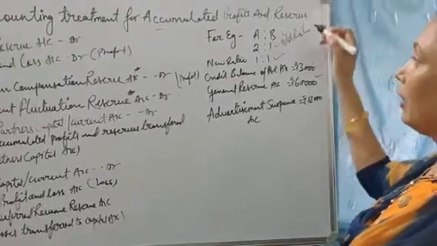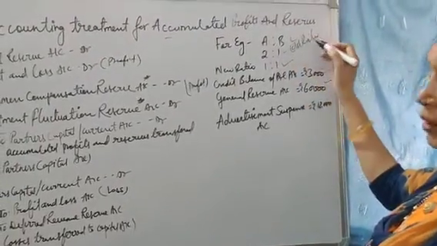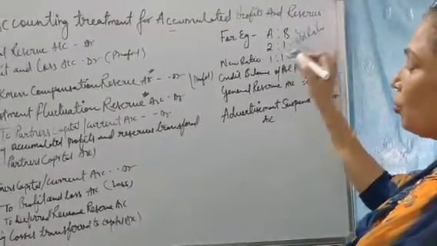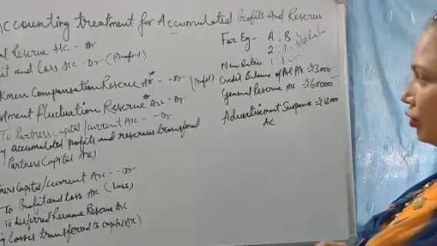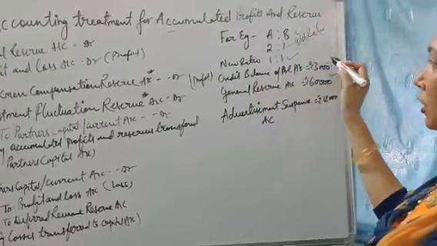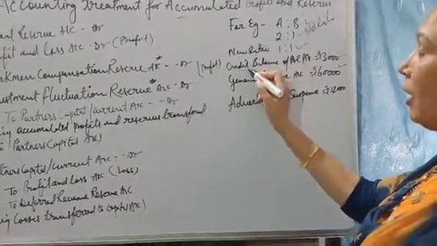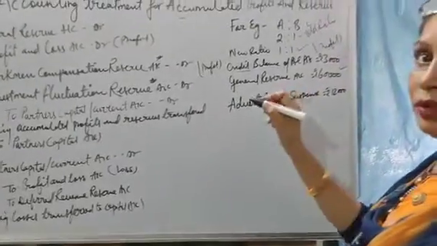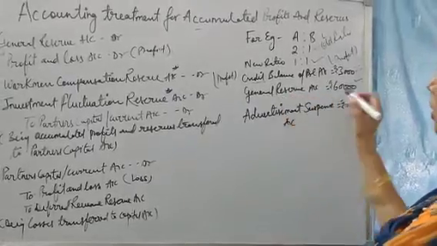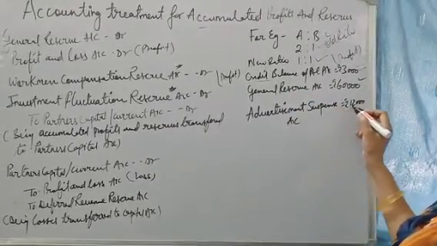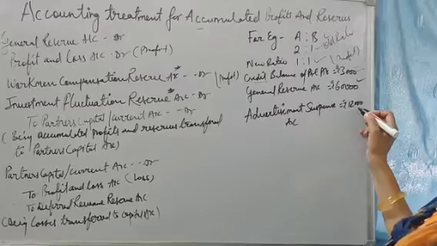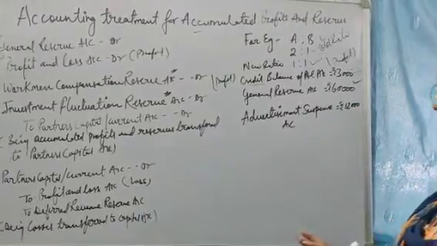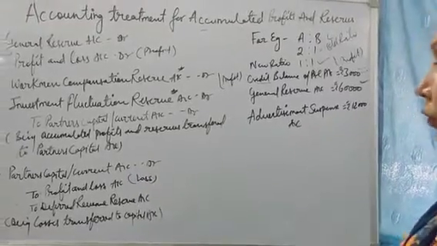So taking one example, A and B, two partners are here, and 2:1 is their old ratio, and 1:1 is their new ratio. And credit balance is given in the question, that is 3,000, because that is credit balance, that's why it is a profit. Okay, if debit balance is given, then it is a loss. Okay, general reserve is given 60,000, and advertisement suspense account is given, that is 12,000. Advertisement suspense account comes under deferred revenue reserves. Okay, so we have to prepare entry.